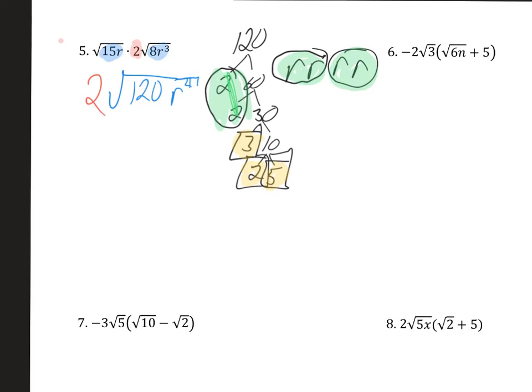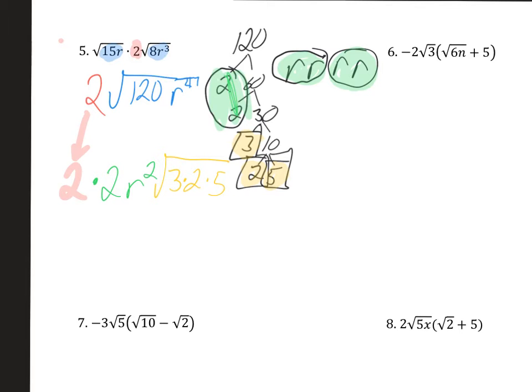So what I'm going to do now is I'm going to look at this a little closer and say I have the 2 from up above, so that comes down. I have the 2 that's in the circle. I have R. How many R's do I have? I have 2 circles of them, so R squared. Radical 3 times 2 times 5.